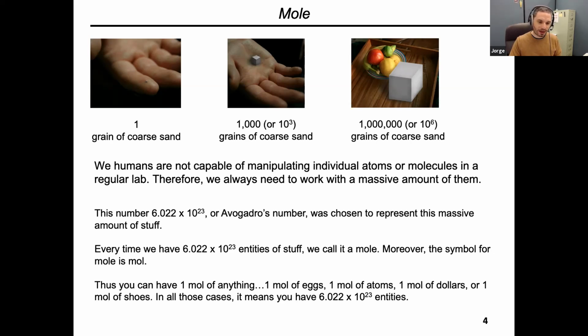Okay, so every time we have 6.022 times 10 to the 23rd entities of stuff, we call this huge amount 1 mole. Moreover, the symbol for mole is mol, without the E at the end. When you are writing in regular text, you can write M-O-L-E. However, when you are expressing the result at the end of a calculation, you have to use M-O-L.